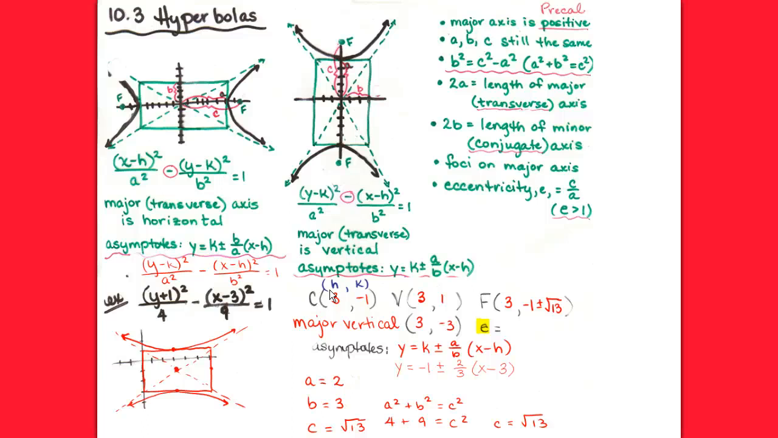All right, then eccentricity is still C divided by A, and we've already found both of those numbers. C was the square root of 13, and A was 2. So we'll just say square root of 13 over 2. And if you'd rather give a decimal for that, 1.8 is fine. And again, notice that number is larger than 1, as we said that it would be.